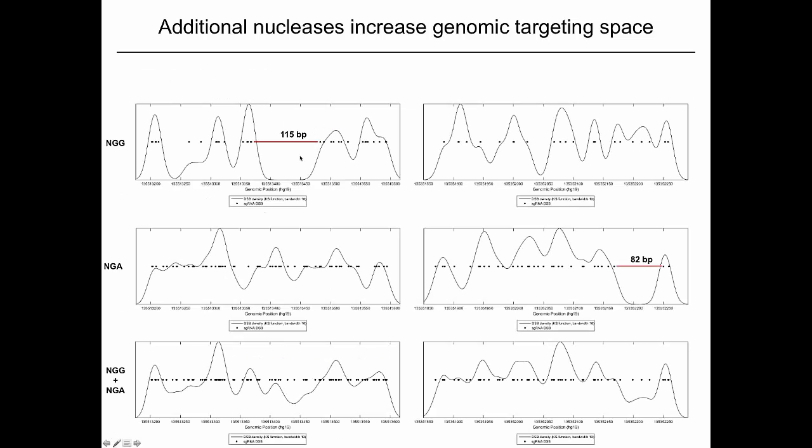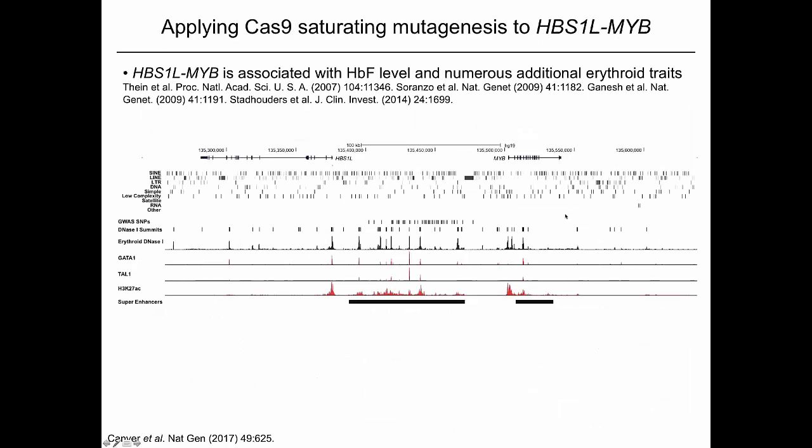So here's an example of a gap where there's about 115 base pairs between cleavages as specified by NGG restricted forms of Cas9, but by using an NGA engineered variant Cas9, one can fill in the gaps, and reciprocally a gap due to a paucity of NGA sequences can be filled in using an NGG nuclease.